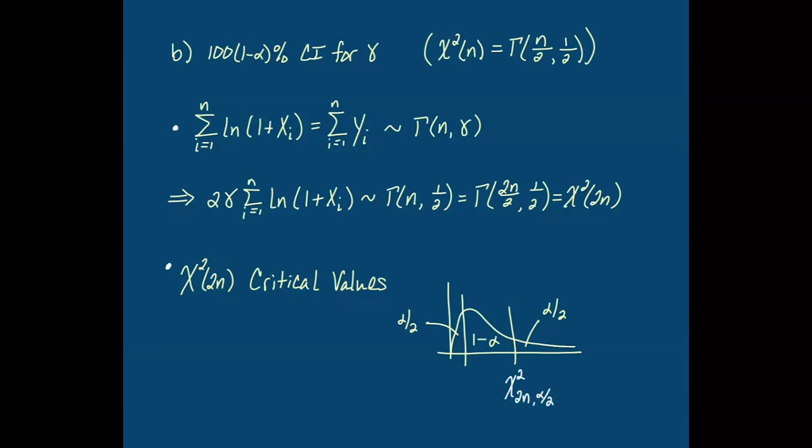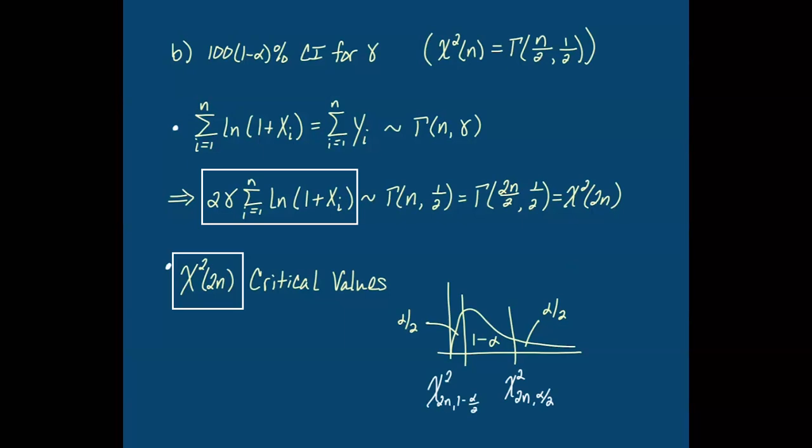If you are coming from a different course, you may use a different notation for this critical value. The critical value in our notation that captures area alpha over 2 to the left captures area 1 minus alpha over 2 to the right, and is therefore called chi-squared sub 2n comma 1 minus alpha over 2. This random variable here has this distribution, which means that if we put this random variable here between these two numbers, we will be in there with probability 1 minus alpha.